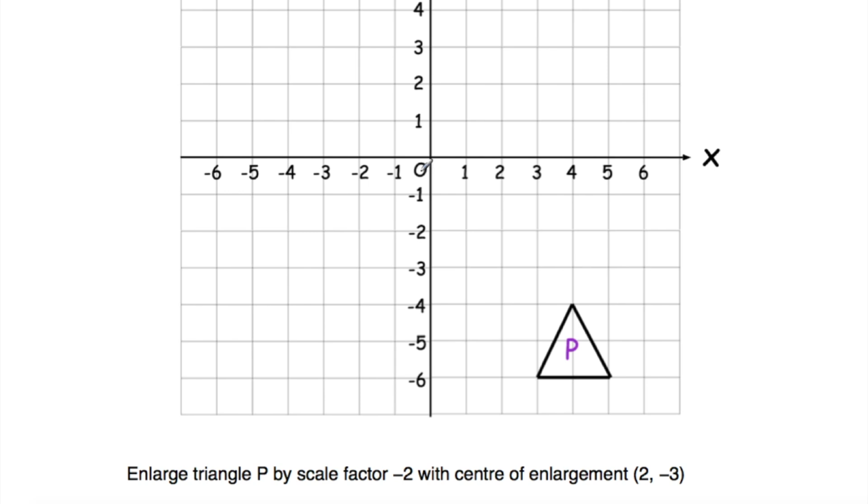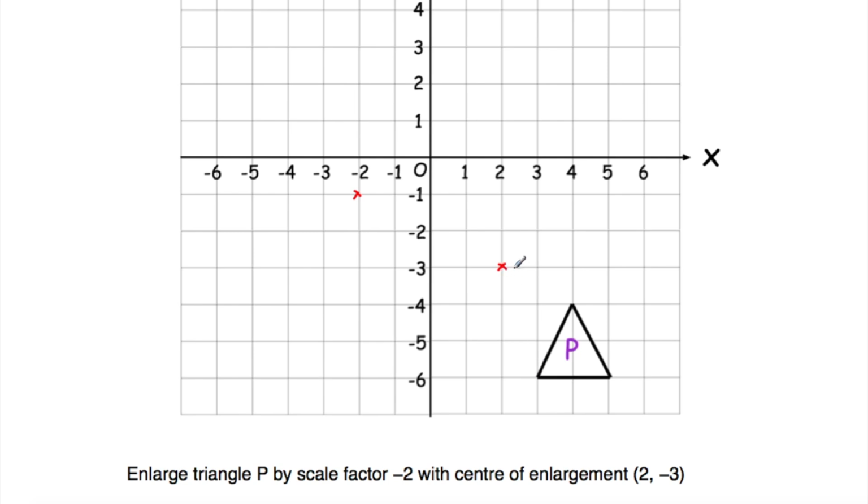So let's plot the center of enlargement. 2, -3 would be there, and the scale factor is -2, so all the points are going to be twice as far away in the opposite direction. Okay, so in terms of the top of the triangle here, that's 2 to the right and 1 down, so we're going to go 4 to the left and 2 up, so 1, 2, 3, 4 and 2 up, 1, 2 would be there. This point here was 1 to the right and 3 down, so we're going to double it and go the opposite direction.